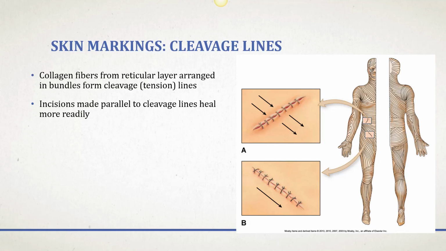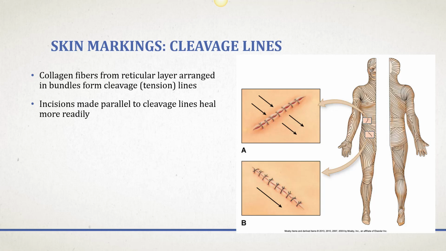Deep in the dermis, we have these cleavage lines. Collagen fibers from the reticular layer of the dermis are arranged in bundles to form cleavage or tension lines. And this is where the cleavage lines are located roughly in the body. And for everybody it's slightly different, but it pretty much follows this same type of pattern.